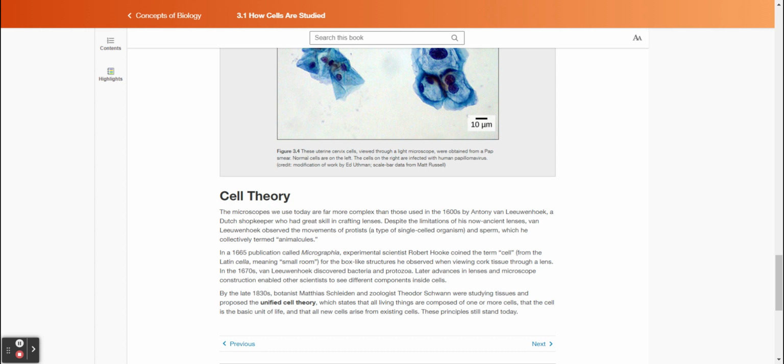By the late 1830s, botanist Matthias Schleiden and zoologist Theodor Schwann were studying tissues and proposed the unified cell theory, which states that all living things are composed of one or more cells, that the cell is the basic unit of life, and that all new cells arise from existing cells. These principles still stand today.